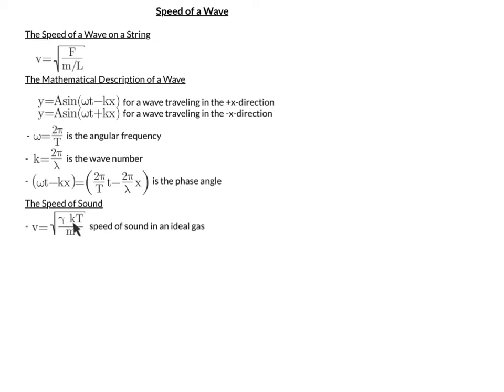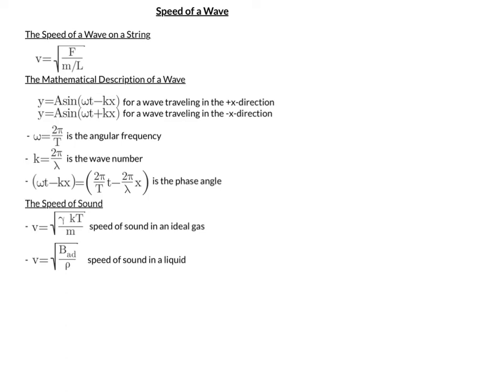K here is Boltzmann's constant. It is not the k that we had here for the wave number. T is temperature measured in Kelvin, and m is the molecular mass of the gas.